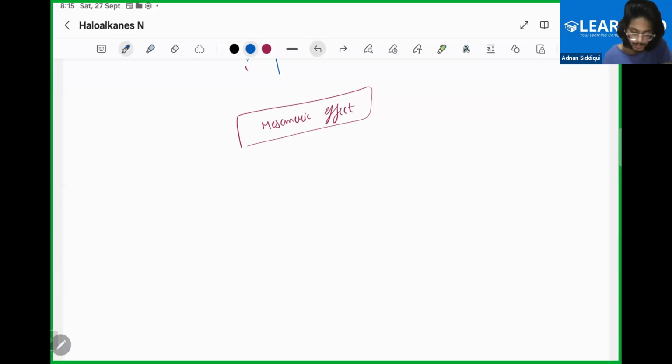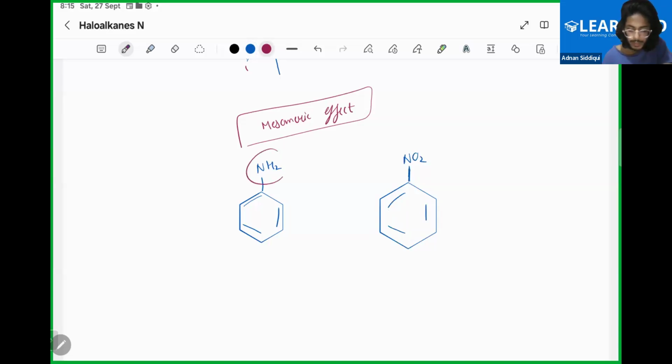So can you tell me this thing? I have a benzene ring. Remember, this is my benzene ring, right? And I have attached an NH2 group here, and again the same benzene ring, but now I have attached an NO2 group here. Can you tell me which one is going to act as a minus M and which one as a plus M effect? And before that, you have to tell me whether this is a case of mesomeric effect or not, and if it is, then how?